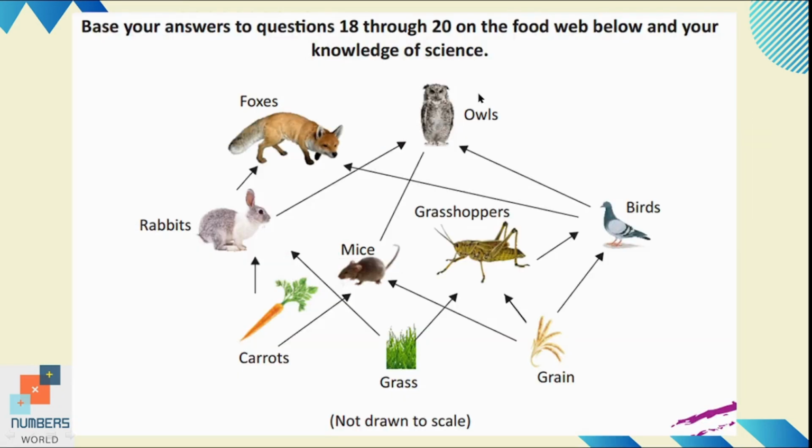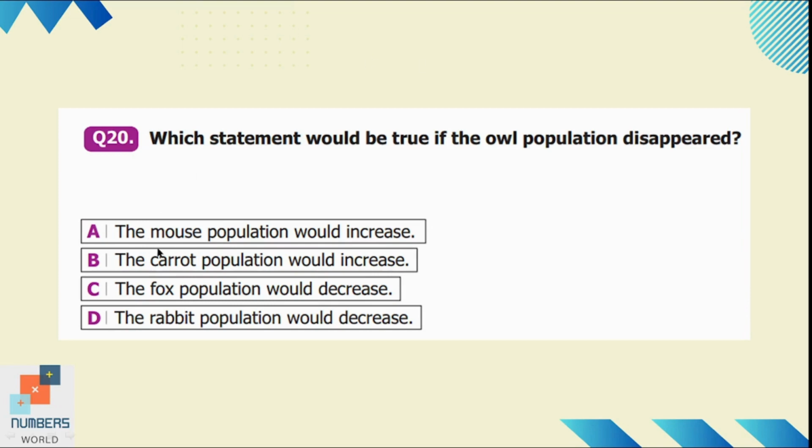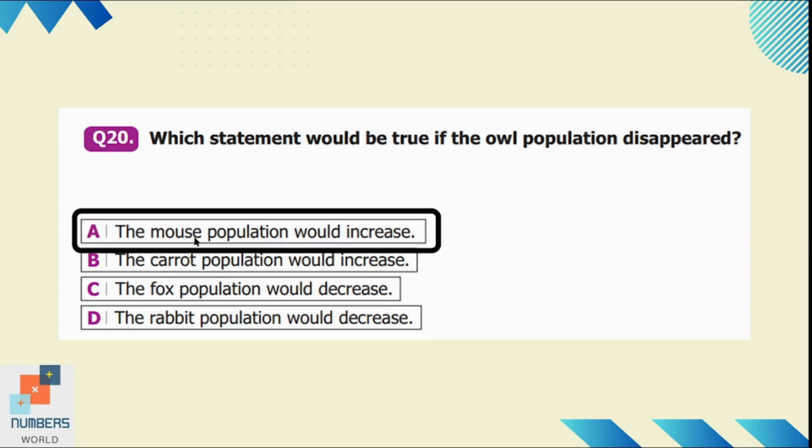So we can see owls eat mice. If the population of owls disappear, then there will be a rise in the mouse population. So option A is the correct option. The mouse population will increase.